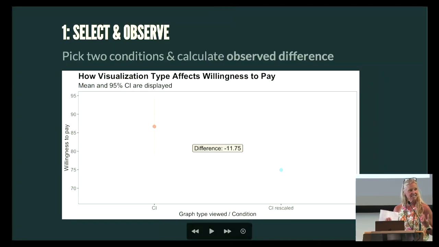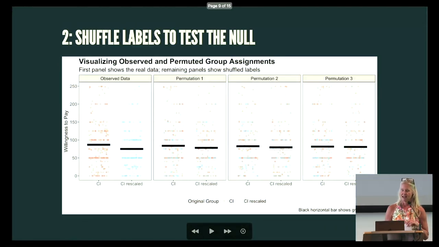So the webR activity begins by having students pick 2 conditions, and in these conditions, they compute the average willingness to pay for this special boulder between the 2 that they've picked. This orients students to the real data before any shuffling begins. Next, they randomly reassign the labels 5,000 times.